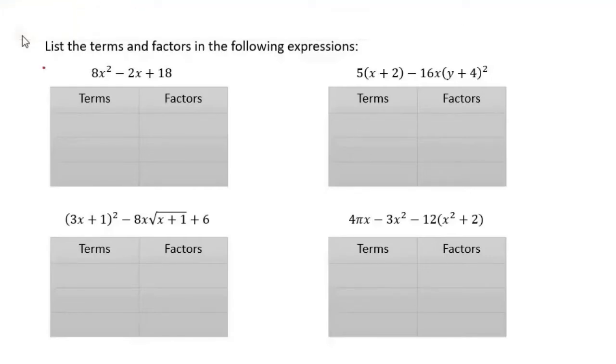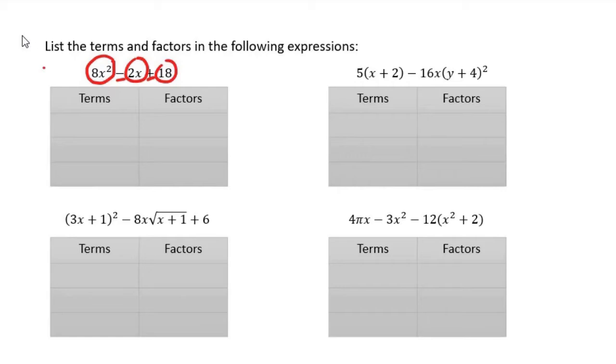So starting with 8x squared minus 2x plus 18. How many terms do you see? Remembering that terms are the pieces we add and subtract. So here we've got an 8 multiplied by x squared, so that's multiplication. But then we hit our minus sign. And then 2 times x, that's multiplication again. So when we're multiplying, those are factors, not terms. And then we hit a plus sign again, and finally we hit the 18.